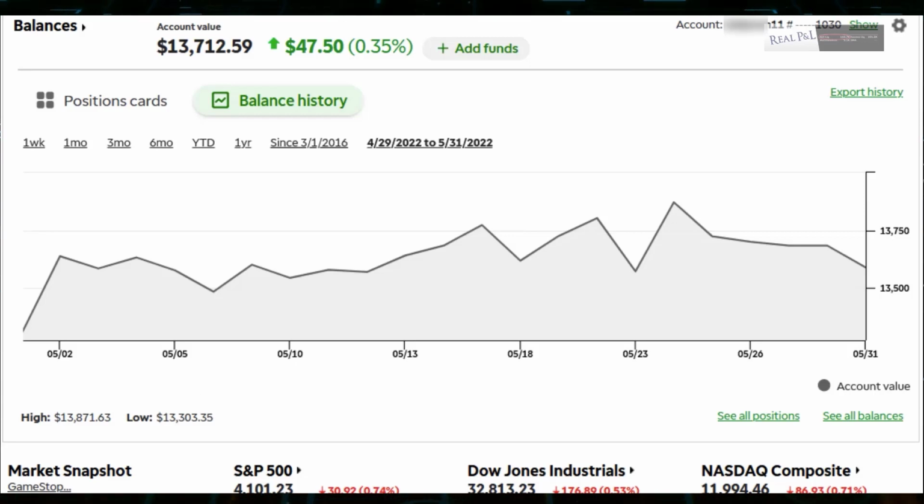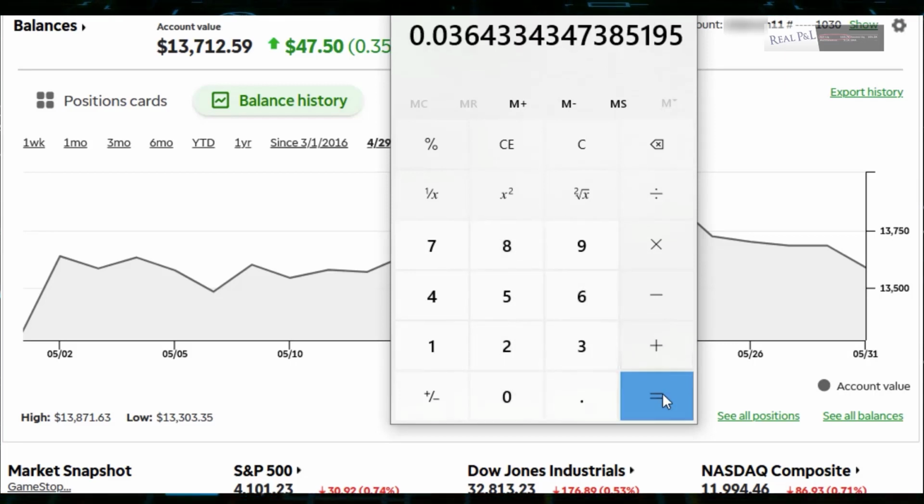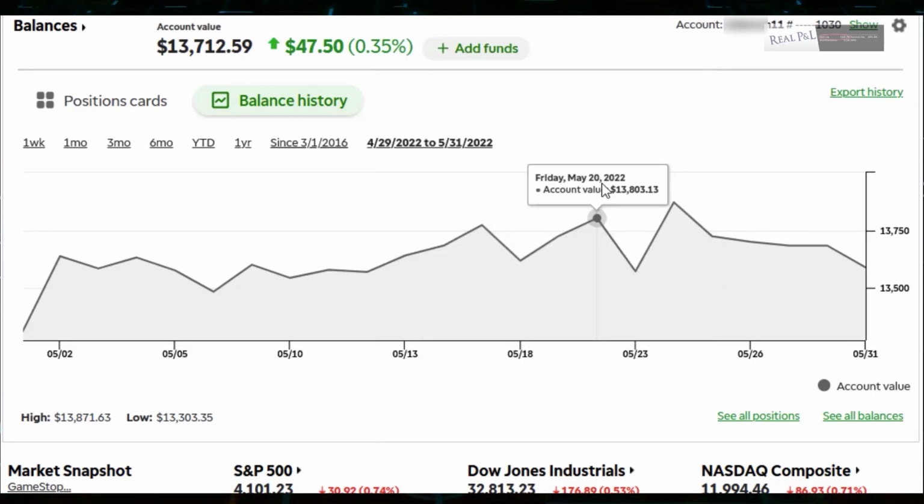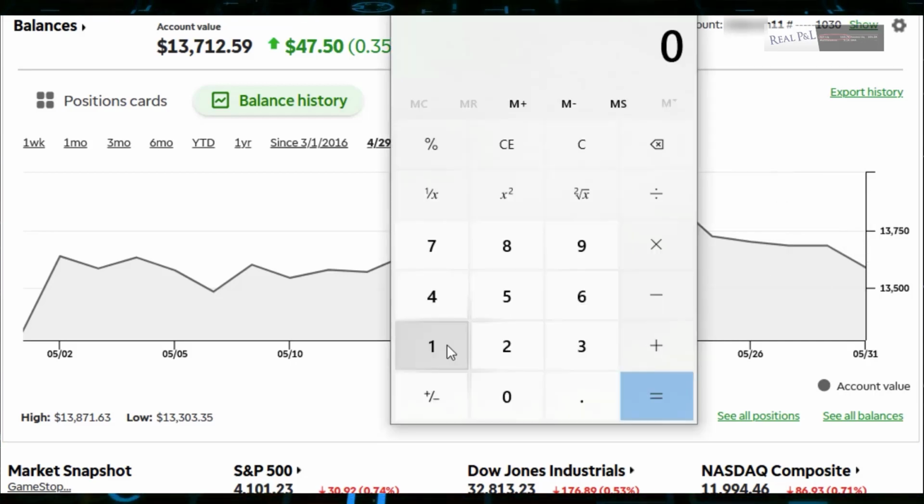So let's do a little bit of math. 13,806 minus 13,303 equals 503, which was the largest drawdown for the month. Divide that by 13,806, and it was about 3% on the drawdown, which is not bad at all. And we ended with 13,589.